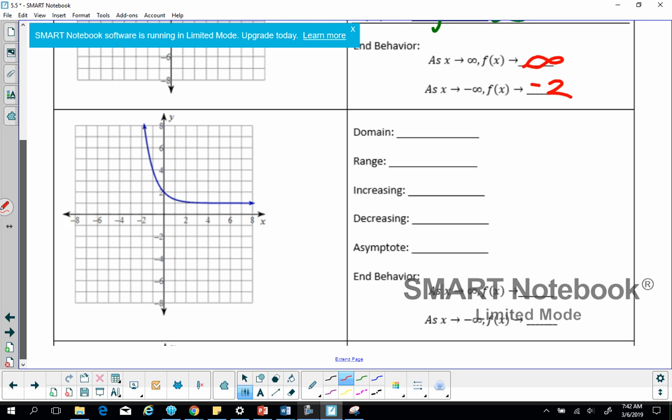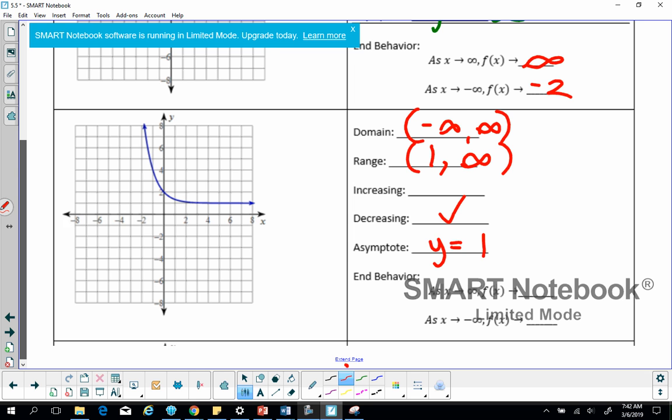Tristan, what's the domain for this one? Yeah, negative infinity to positive infinity. Beautiful. Damon, what's the range? 1 to infinity. Carlos, is this increasing or decreasing? We're doing it left to right, so basically, is it going down or up? Decreasing. Angel, what's the asymptote here? 1. Beautiful.